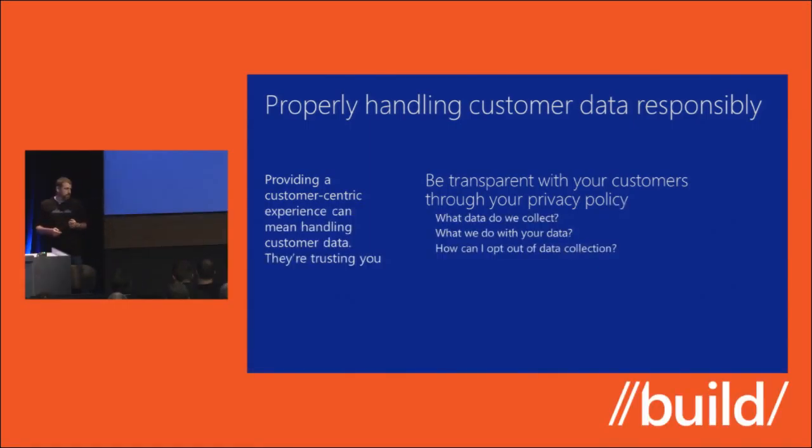The next is to let customers know how to opt out. So you need to develop your app in such a way that if you don't have access to that data, one reason you might not have access to the data is because the device itself isn't provisioned for it. Think about trying to access GPS resources.